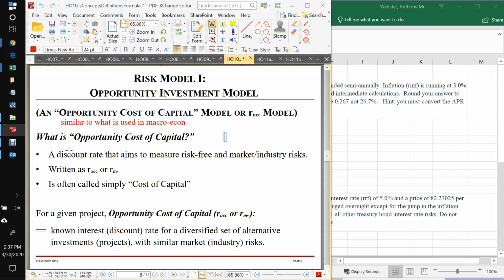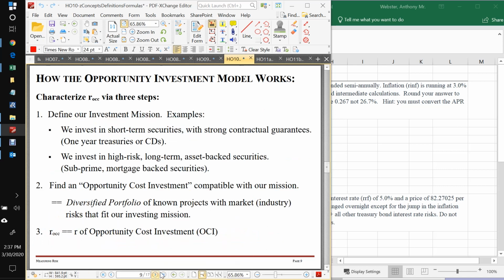So then we need to know what is our opportunity cost of capital. And all it is really, it's a discount rate that aims to measure our risk-free risk and an increment for market or industry risks. Again, we always write it as ROCC or RM, and it's often called, for short, cost of capital. So our opportunity cost of capital, formally, in terms of a definition we can apply for problems, is going to be our known interest rate or discount rate for a diversified set of alternative projects with similar risks as the project we're evaluating at the moment. So with that in our pocket, let's see how this opportunity investment model works.